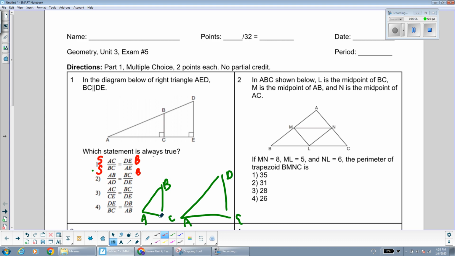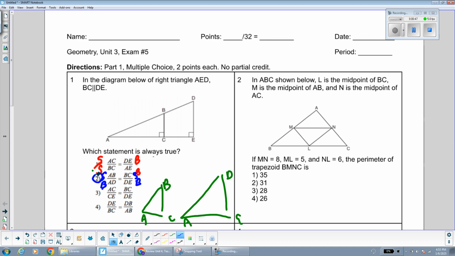Does AC correspond to DE? No, it does not. AC corresponds to AE. So number one is out. Number two, AB is from the small triangle, AD is from the big triangle, and those two do correspond. BC is from the small triangle, DE is from the big triangle, and those two do correspond as well. So number two is the correct answer.